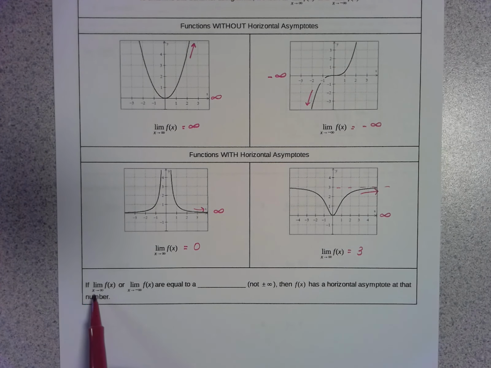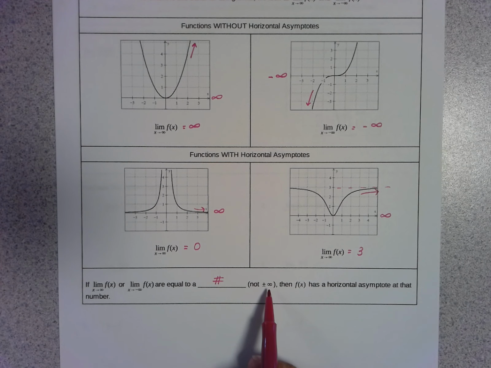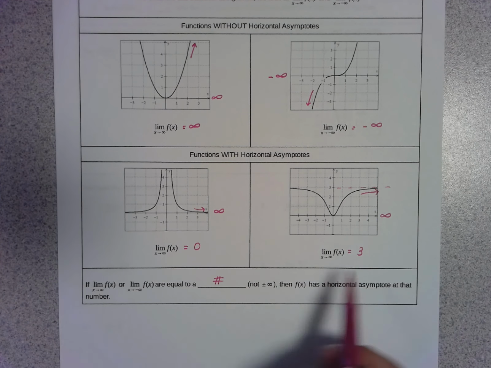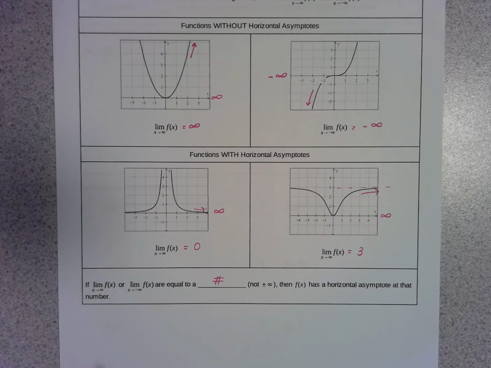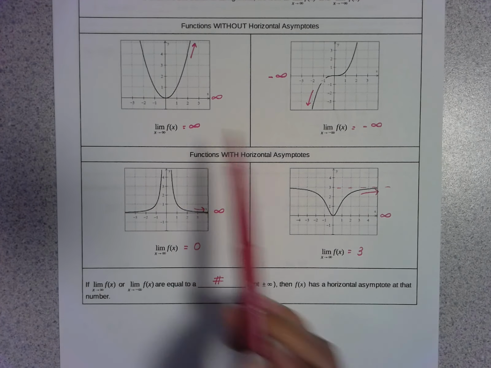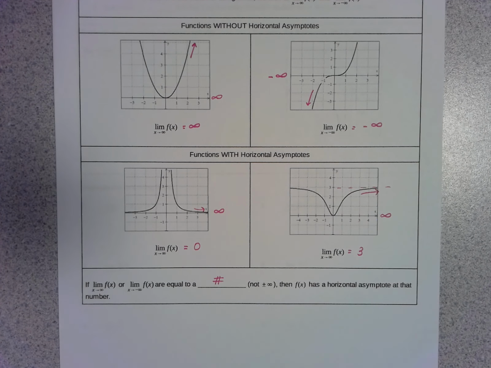If the limit as x approaches infinity, or the limit as x approaches negative infinity, is equal to a number, so not going up towards positive or down towards negative infinity, but actually equal to a number, like 0 or 3, then the graph has a horizontal asymptote at that number. If you find the limit as x goes to positive and negative infinity, and the graphs increase without bound or decrease without bound, going towards positive or negative infinity, there is no horizontal asymptote for that graph.